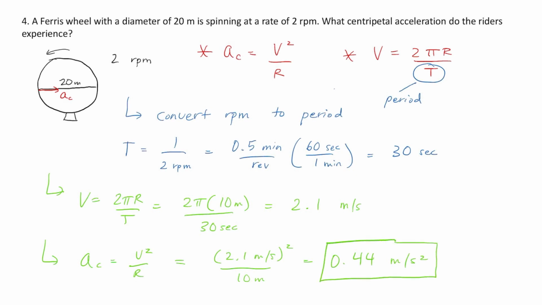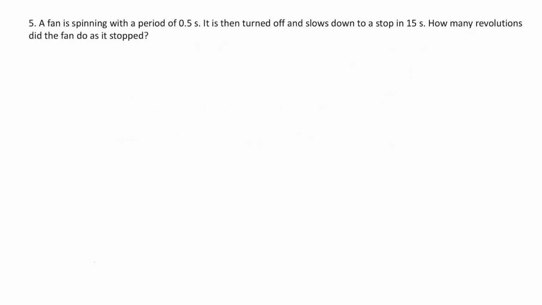Time to move on to our fifth and final question. And now this question is a non-uniform circular motion question. Here we have a fan which is spinning with a period of 0.5 seconds, but then it's turned off and slows down until it stops in 15 seconds. And we want to know how many revolutions did the fan do as it came to a stop.